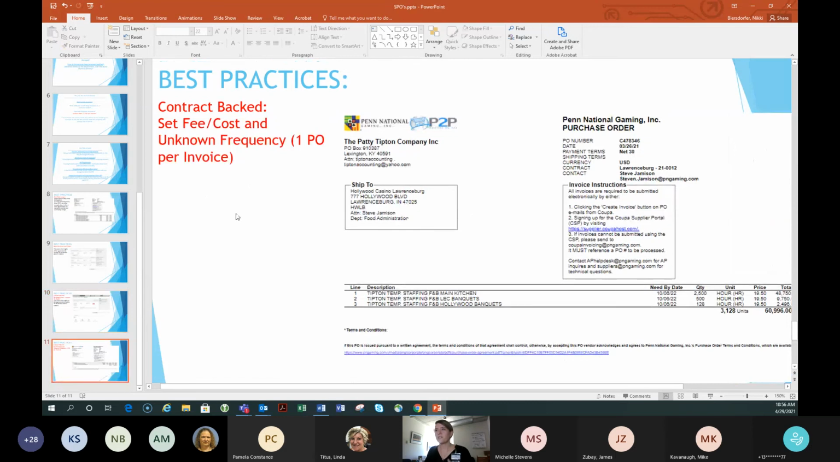We also have a best practice for a set fee where we are not entirely sure of the frequency of that fee. The example here is labor. So we're using a third-party staffing company. We're not really sure how many hours we're going to use, but we know what they should charge us per hour. So this is how a PO should be built. It's an estimated hourly amount. We think we're going to use X. Our contract goes to 2022.